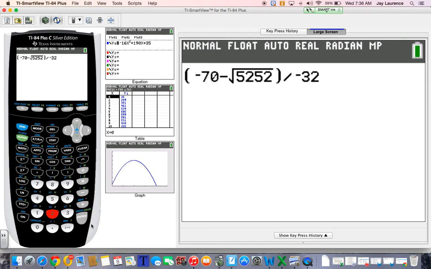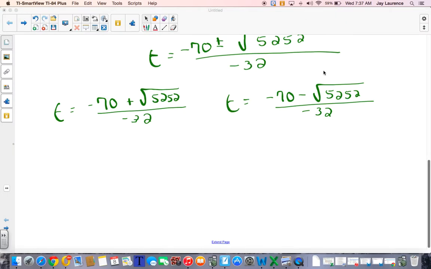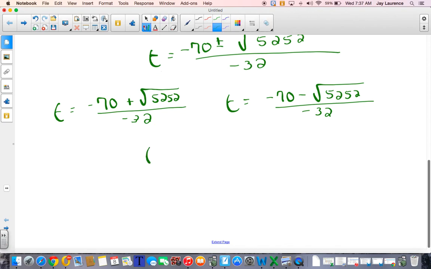Okay, I have problems with that too. There we go. And that is going to end up being approximately 4 and 45 hundredths. So t is going to be approximately equal to 4 and 45 hundredths seconds.